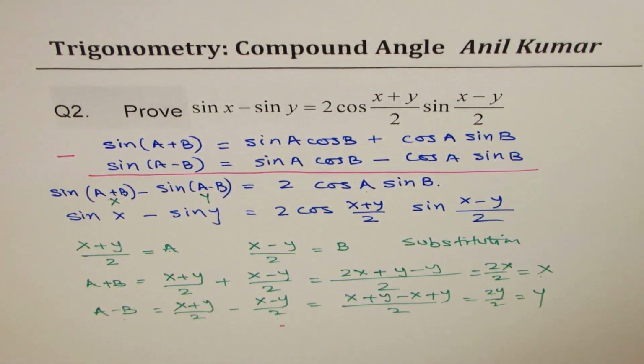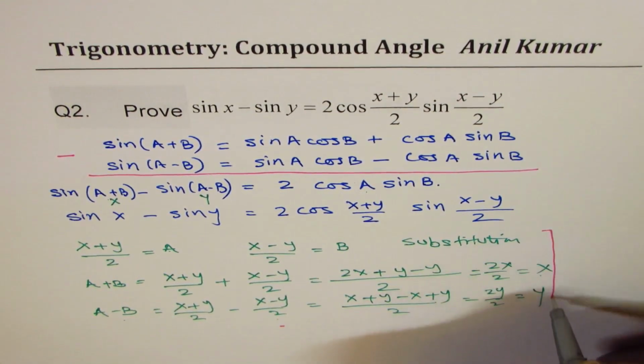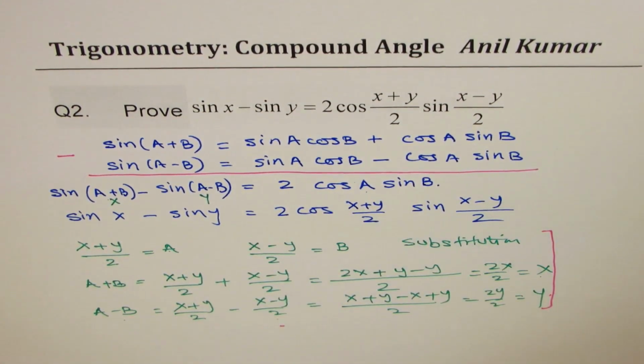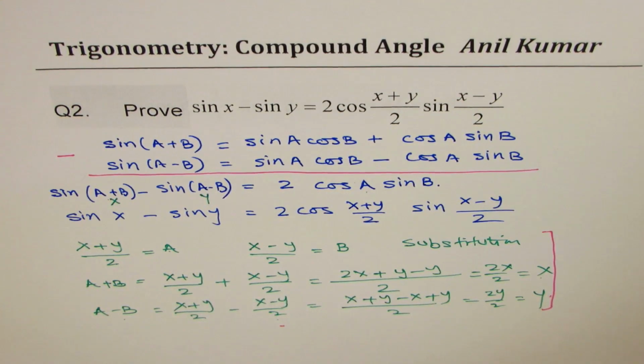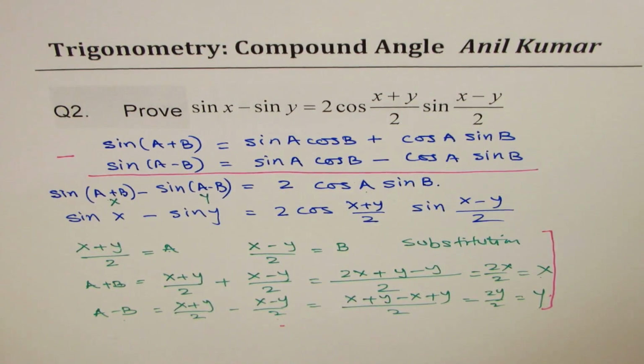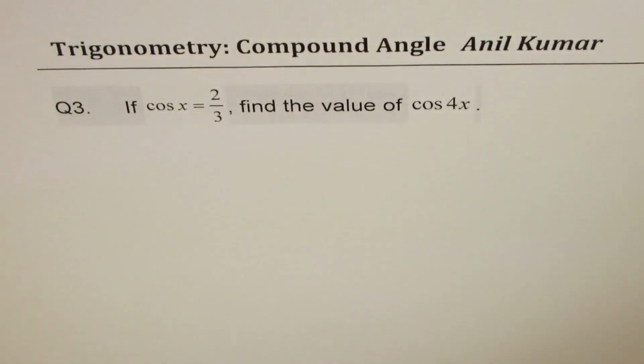Last time I did it kind of hurriedly, and now I hope you understand how we did this substitution and got our result. So I'd like you to do this for twice sin A plus B and cos A plus B and the other three formulas, okay? Now let's take up question number 3.